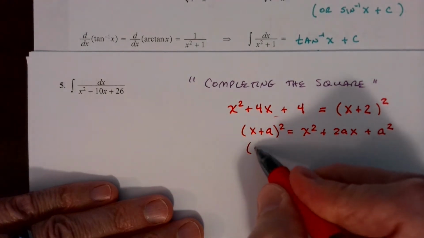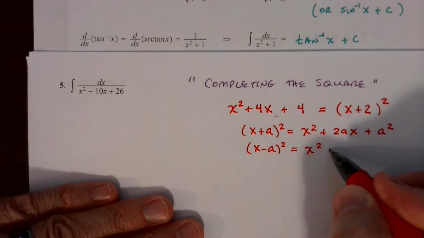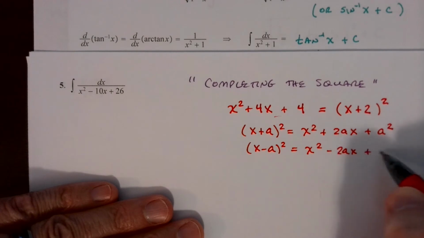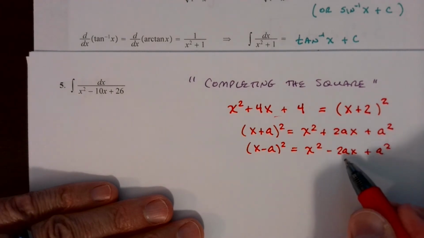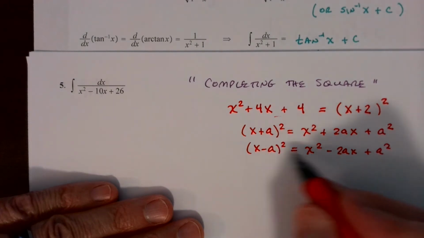Now, if it's x minus a quantity squared, it's going to be x squared minus 2ax plus a squared. But the same thing happens. If I take half of negative 2a, I get negative a. Negative a squared is, again, positive a squared. So you can see the difference there.